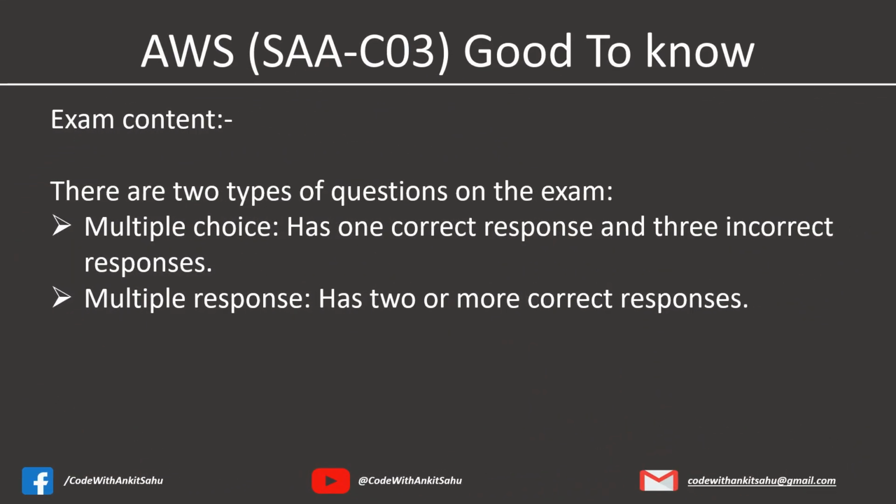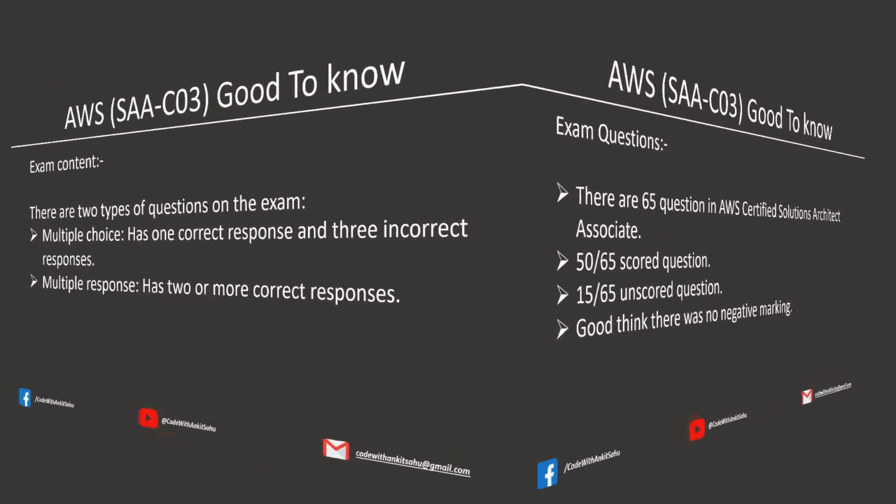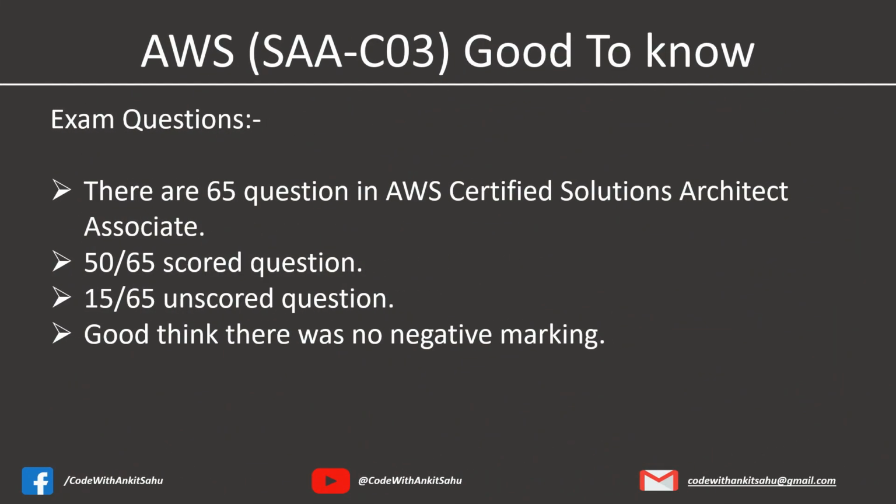AWS SAA-C03, good to know. Exam content: there are two types of questions on the exam: multiple choice, which has one correct response and three incorrect responses; multiple response, which has two or more correct responses. Exam questions: there are 65 questions in the AWS Certified Solutions Architect Associate exam, 50 of the 65 are scored questions, and 15 of the 65 are unscored questions. Good thing there was no negative marking.